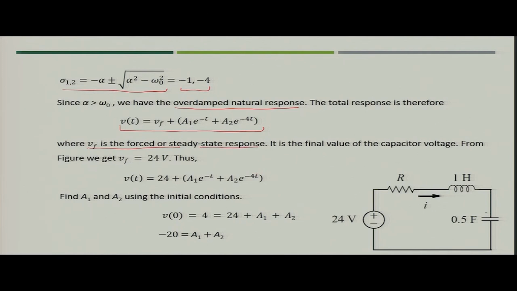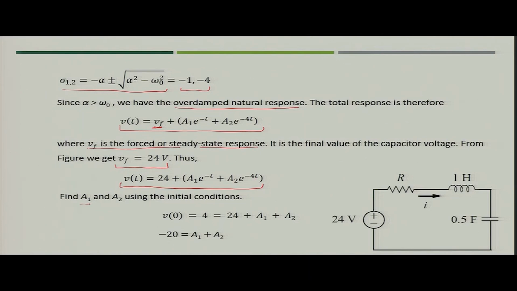So, if you see from the figure, which is the modified circuit when the switch is opened, the final value, that is the value of Vf, is nothing but Vs, because when the capacitor is charged to its value, the current will be 0. So, at steady state the value of Vf would be 24 volt. So, we can now write that V(t) is nothing but 24 plus A1 e to the power minus t plus A2 e to the power minus 4t.